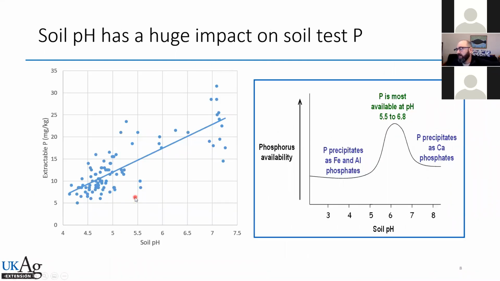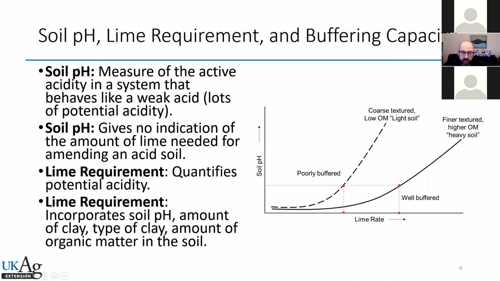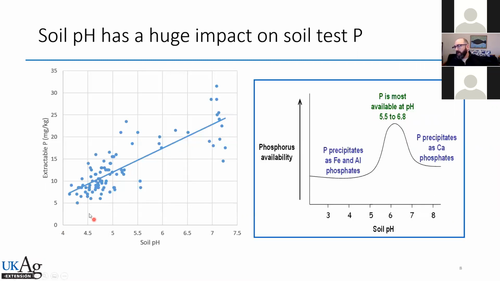Here's some data out of Eastern Kentucky that's sort of interesting. If you look at the horizontal axis, we've got soil pH, and we've got extractable phosphorus on the vertical axis.